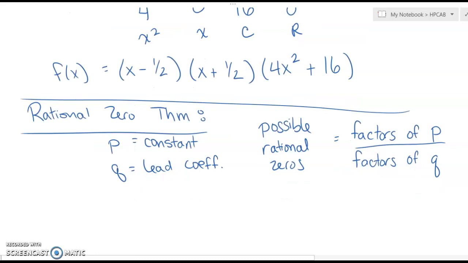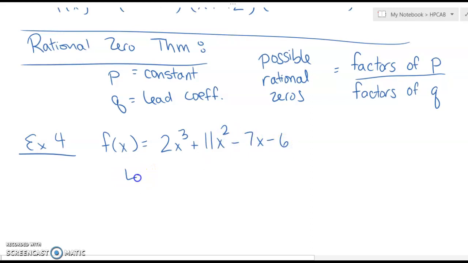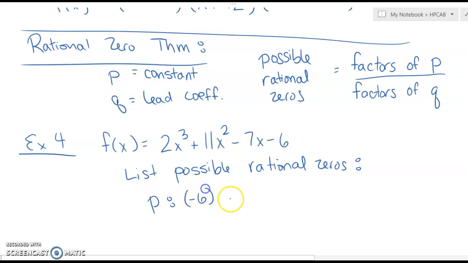Okay, so let me do example 4. Example 4, you have f of x is equal to 2x cubed plus 11x squared minus 7x minus 6. We're going to list the possible rational zeros. All right, and I'll explain. We're going to use this rational zero theorem to aid us in that. So P is the constant. The constant's -6. All right, so the numbers that go into 6 are plus or minus 1, plus or minus 2, plus or minus 3, and plus or minus 6.